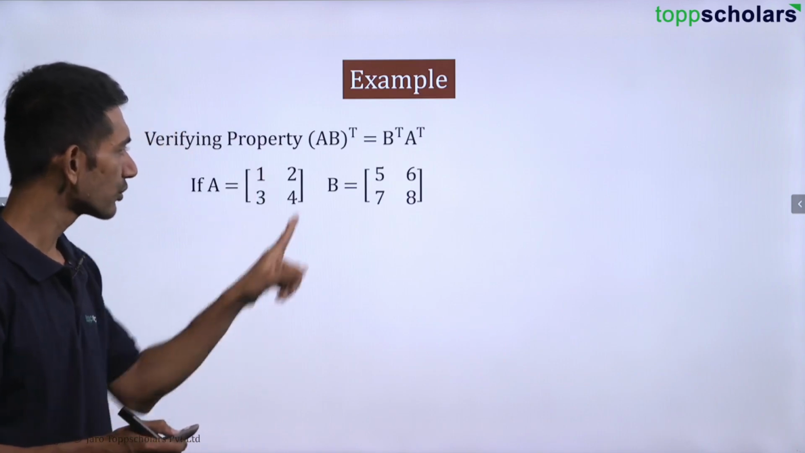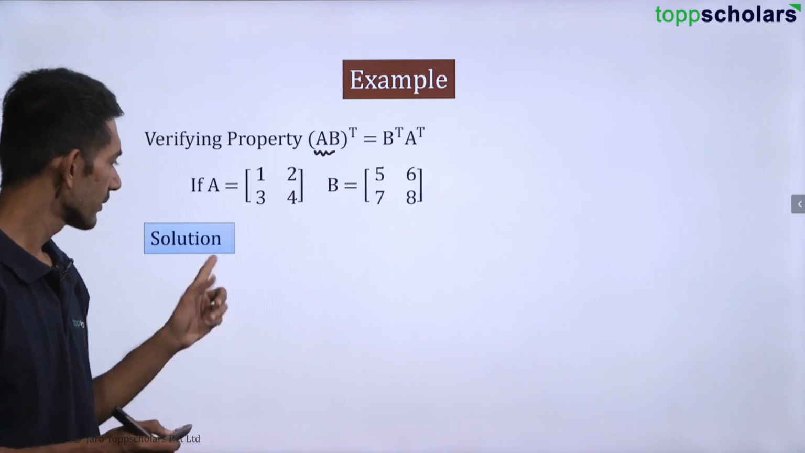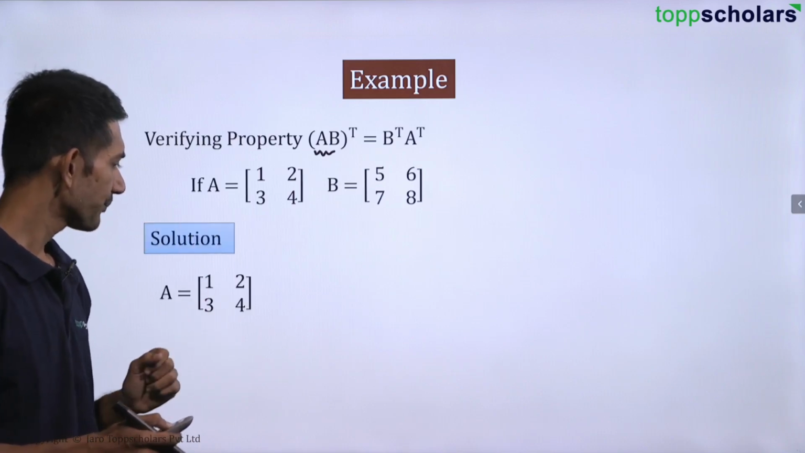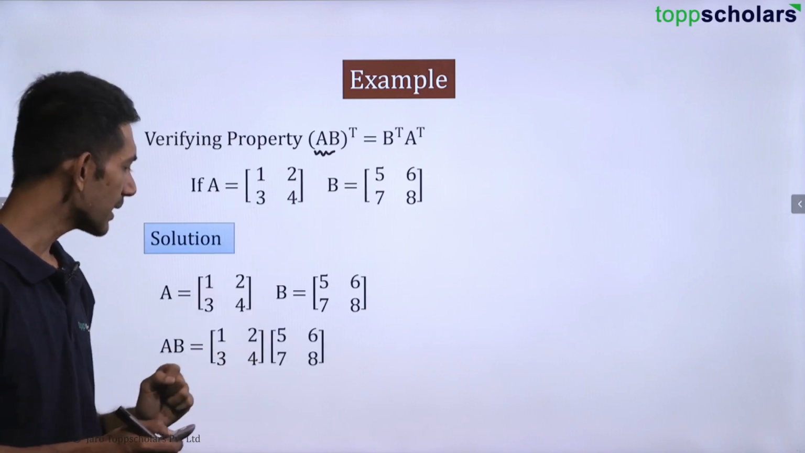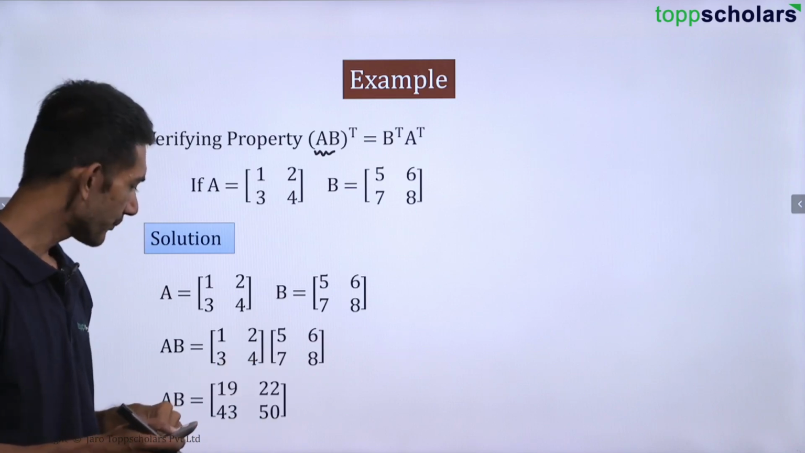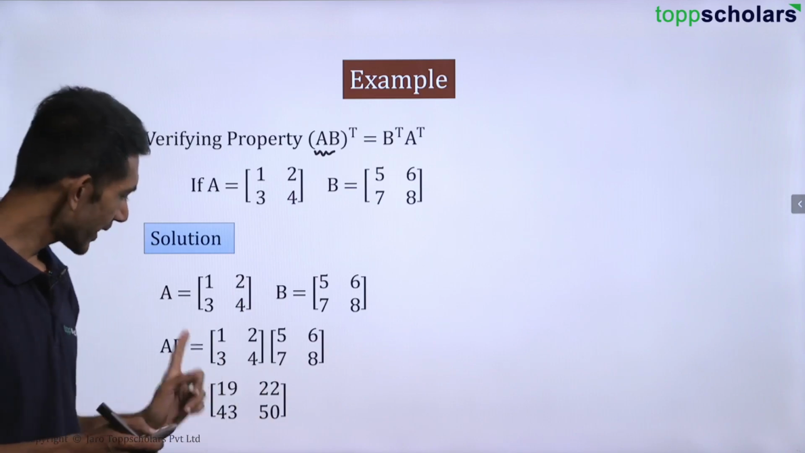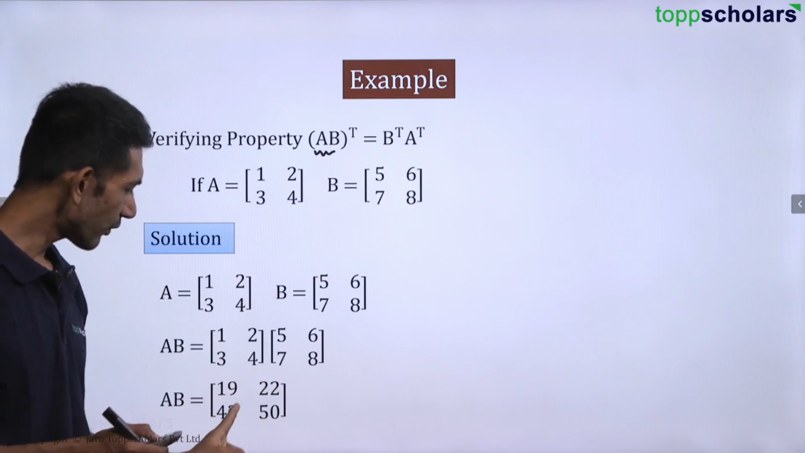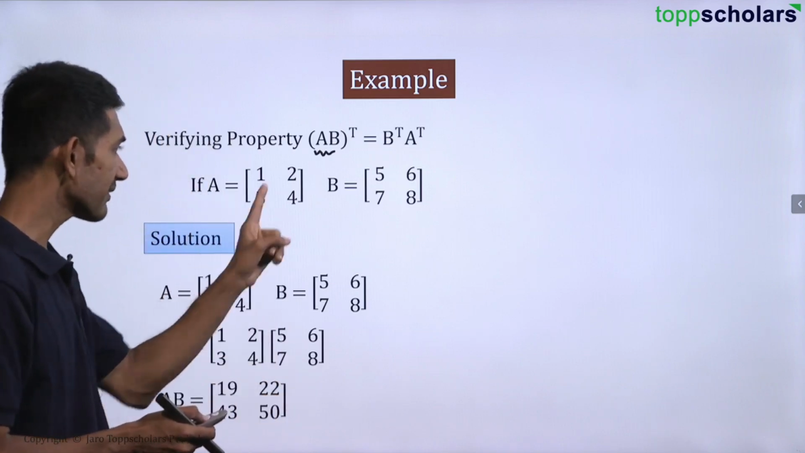So for AB transpose, we need to multiply A and B. Let us begin. This is A, this is B. So AB, A and B, we are multiplying. We know how to multiply: first row, first column, second row, second column, right? So after multiplying, what are you getting? You're getting this 19, 22, 43, 50. That is the product of the matrices A and B.